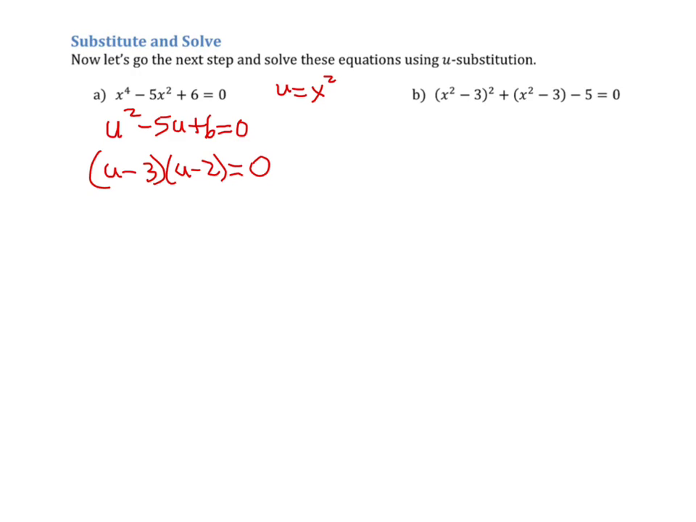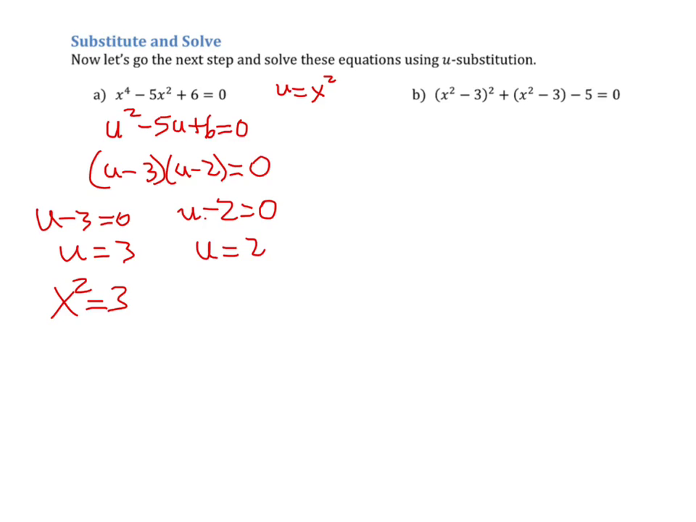According to our zero product rule, either U minus 3 is 0 or U minus 2 is 0. Solving these, we get U equals 3 or U equals 2. Now, we don't want to stop there because we weren't trying to solve for U, we're trying to solve for x. So we put the x squared back in for the U, and we get x squared equals 3, or x squared equals 2.